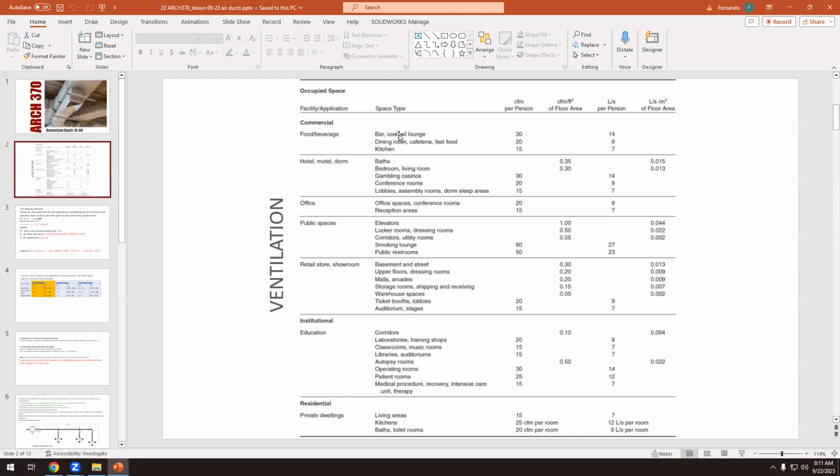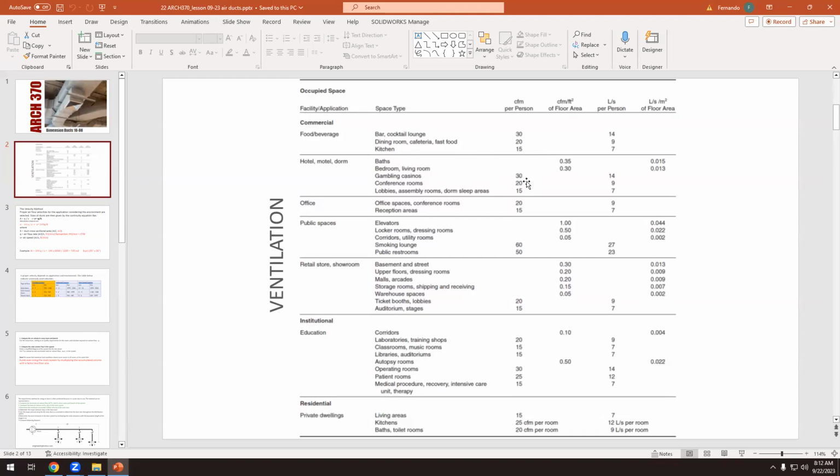In a bar, a cocktail lounge, we have 30 per person. Well, bar, closed space, a lot of people drinking, sweating, dancing, whatever. We probably need more than 20. In a dining room, fast food, well, we can have 20. And in the kitchen, we have 15. Okay, so these are the minimum values. So that means that if the requirement is 15 and you use 20, we are fine. If we are in this special space, we need 30.